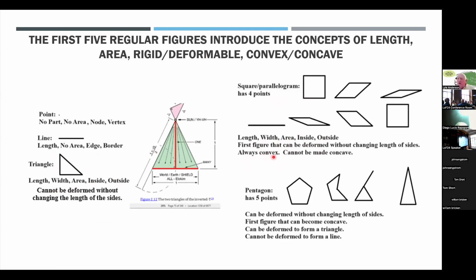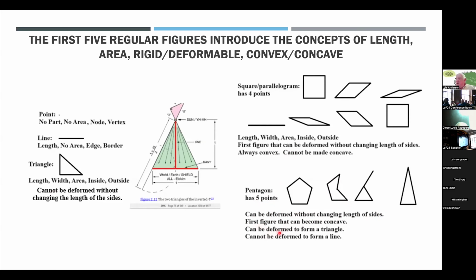So we have two more concepts that have popped out here. We've got convex and concave. When we get to the pentagon, we've got 5 points. This can be deformed without changing the length of the sides again, just like the square. However, it's the first figure that can become concave. You can make it a hole. Now, if you've done anything with biology, you know that concavity is absolutely essential for life. One of the first things the embryo does is become concave as the cells divide.